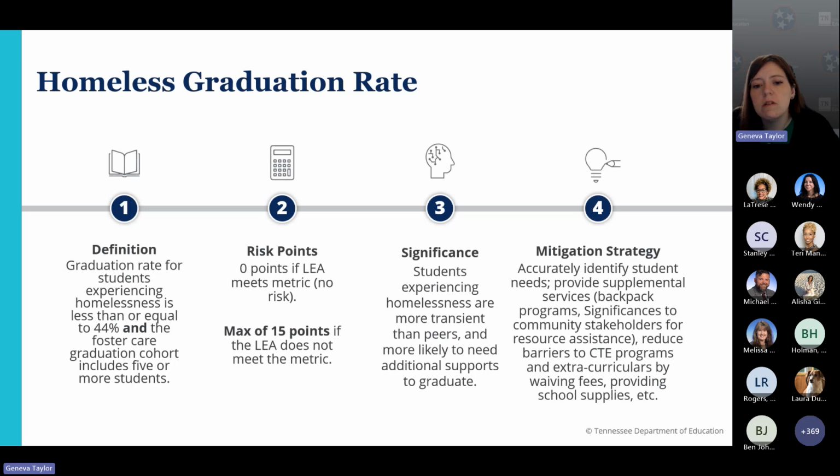We want to make sure that we're identifying our student needs. We're providing them services such as backpack programs, food, resource assistance, helping them find stable housing, working with our community stakeholders to reduce barriers. We want to make sure that we are waiving fees, providing school supplies, and anything else that we can possibly do.